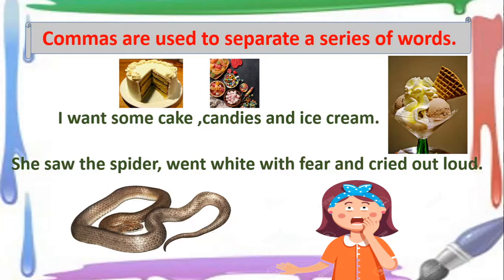So if I had used only a full stop and I did not know how to use a comma, I would have said, she saw the snake, full stop, she went white with fear, full stop, and she cried out loud, full stop. But now I know how to use comma, so I have said, she saw the snake, comma, went white with fear and cried out loud.